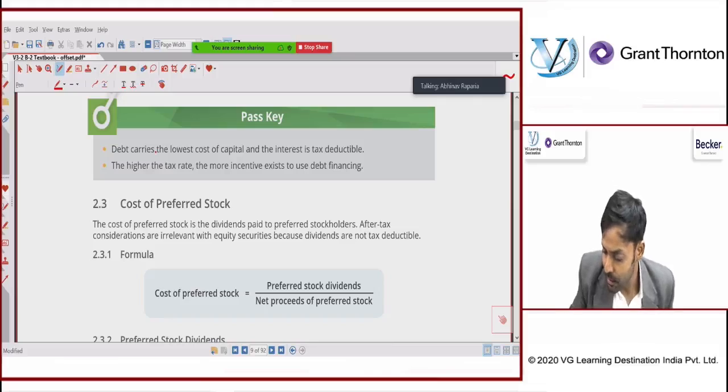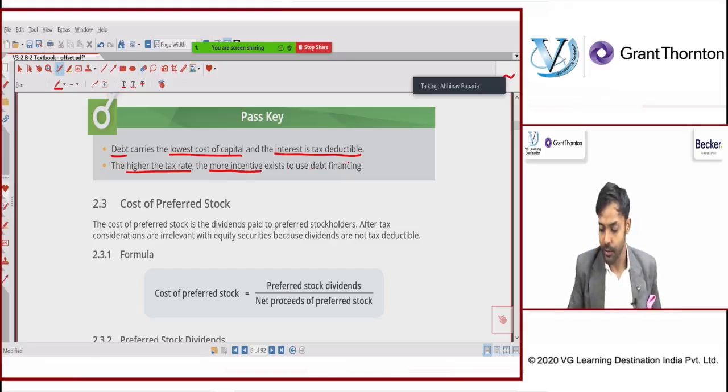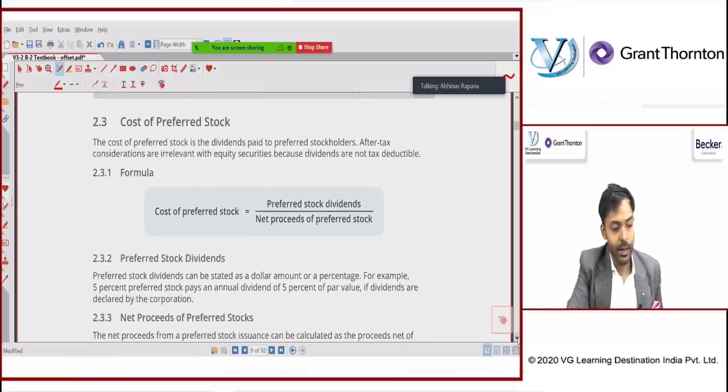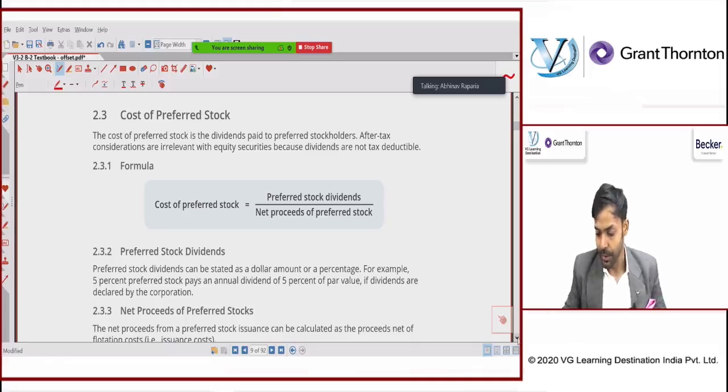See, debt carries the lowest cost of capital. We have done that already. It carries the lowest cost of capital, and interest is tax deductible. The higher the tax rate, the more tax incentive you get, right? This is the summary of that. So we have done the debt. Now next in line comes the cost of preferred stock, right? So what is the cost of preferred? First is obviously the debt, then the preferred stock, and then the equity, right?